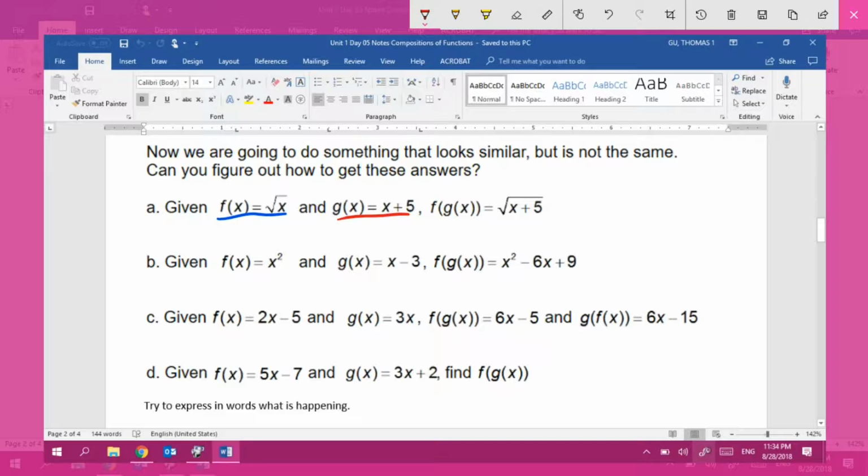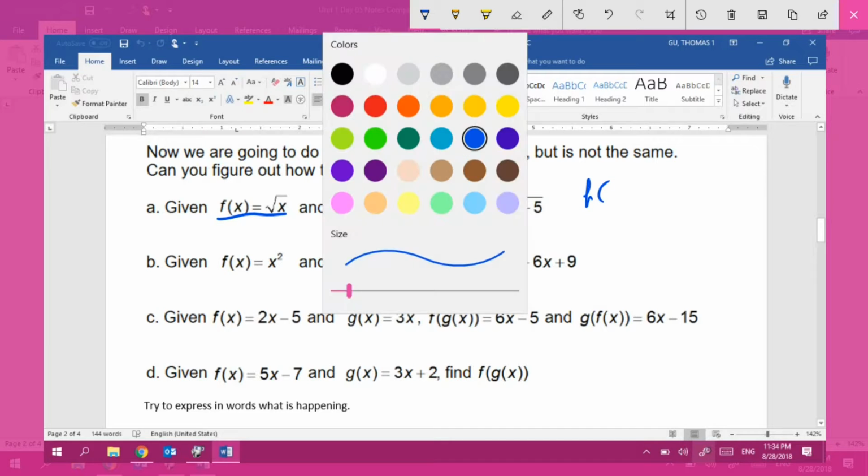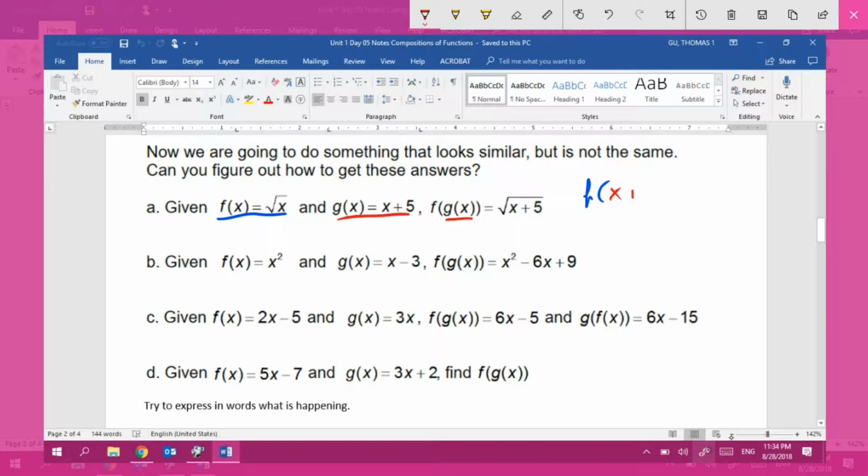Let's take a look at what this actually says. Let's start from the inside and then read outside. The inside of this says g of x. What is g of x, guys? G of x, we can see right here, is x plus 5. So now let's change this to read like this: f of x plus 5.